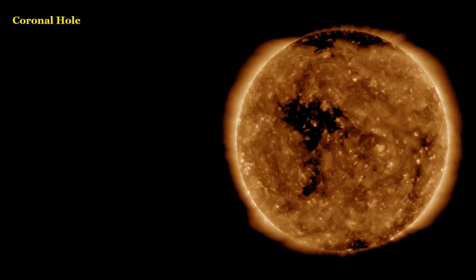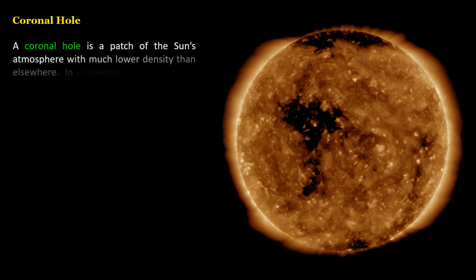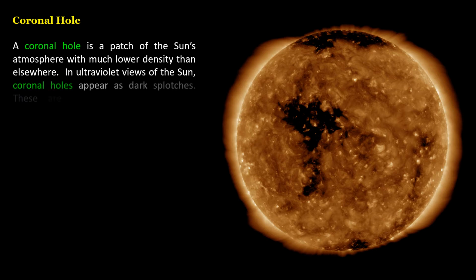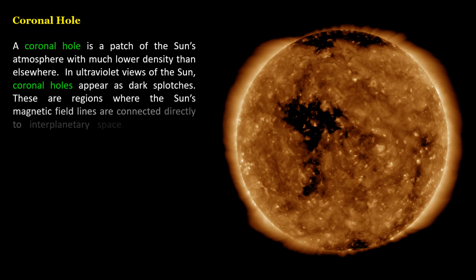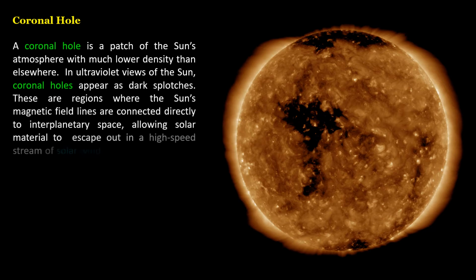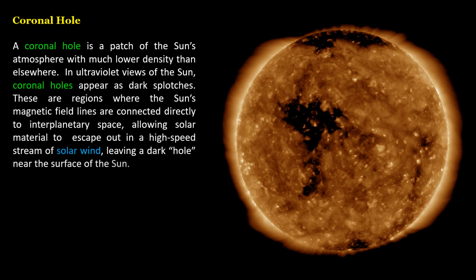Coronal hole. A coronal hole is a patch of the Sun's atmosphere with much lower density than elsewhere. In ultraviolet views of the Sun, coronal holes appear as dark splotches. These are regions where the Sun's magnetic field lines are connected directly to interplanetary space, allowing solar material to escape out in a high-speed stream of solar wind, leaving a dark hole near the surface of the Sun.